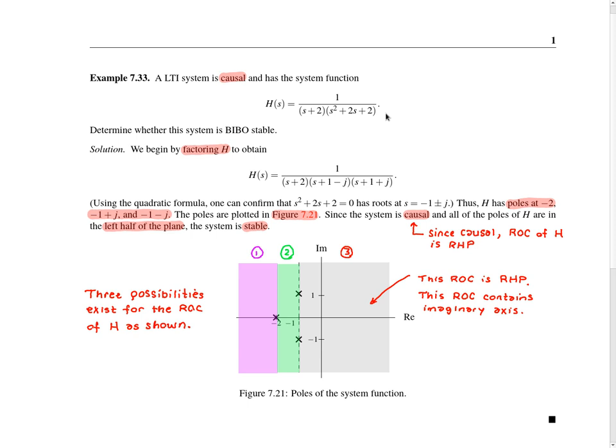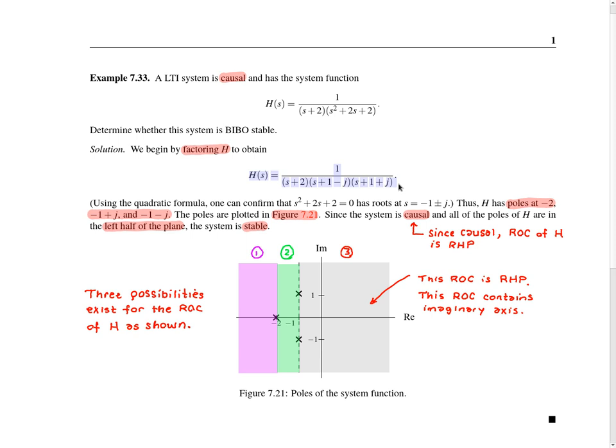To begin, we observe that the BIBO stability of the system is determined by the region of convergence of big H, so we need to find this region of convergence. Since big H is a rational function, the possible regions of convergence of this function are determined by its poles. So we factor big H in order to find its poles. Using the quadratic formula, we obtain this particular factorization of big H shown here.